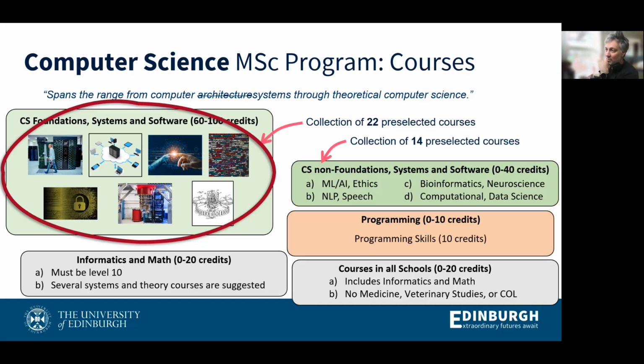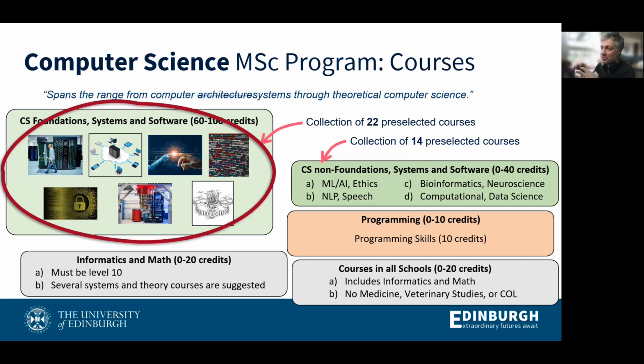And then you have another block here. These are courses in all schools that include informatics and math, but no medicine, veterinary studies, and so on. So here you can select between 0 and 20 credits.